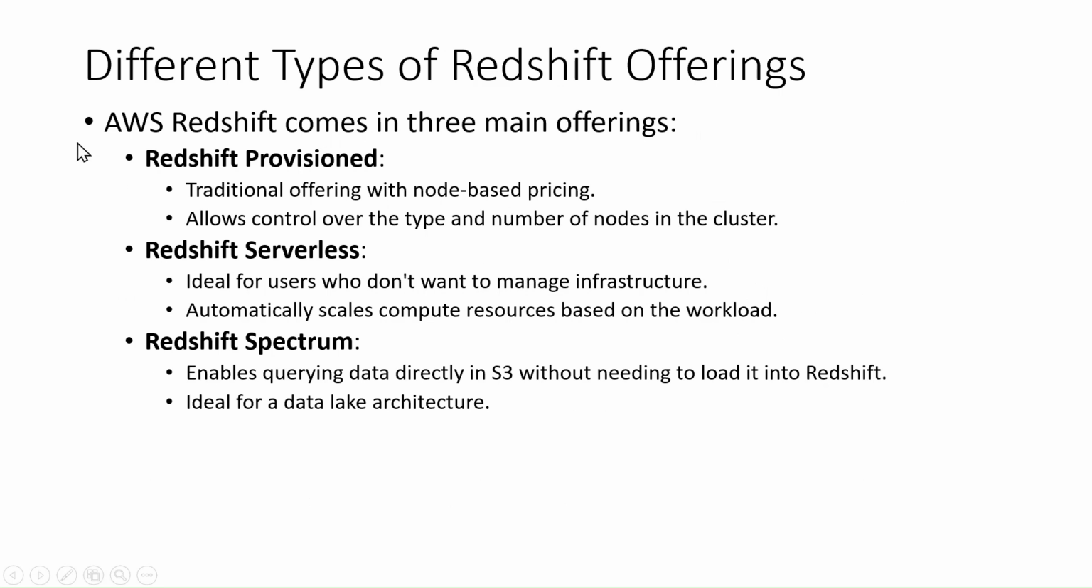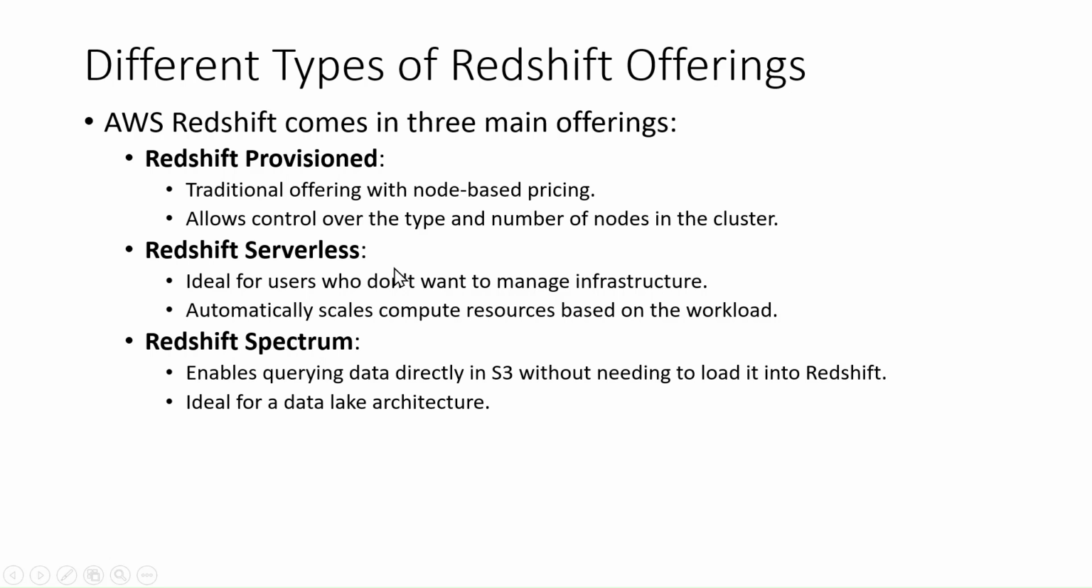Fine. So we'll try to understand the different types of Redshift offerings. In AWS, Redshift comes in three main offerings. One is Redshift provisioned, another one is serverless, and another one is Spectrum. So we'll try to understand what provisioned is. It is the traditional offering with node-based pricing, which allows the customer control over the types and number of nodes. It's completely customizable and it's a manual thing.